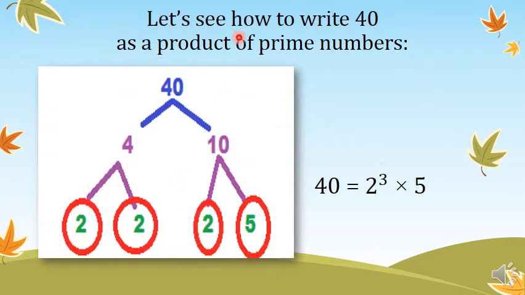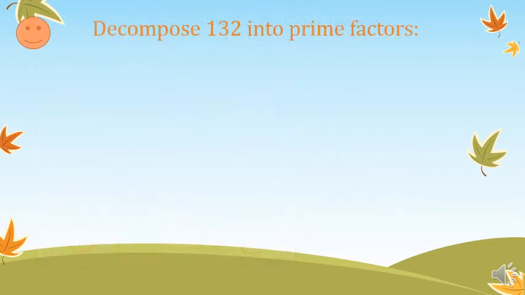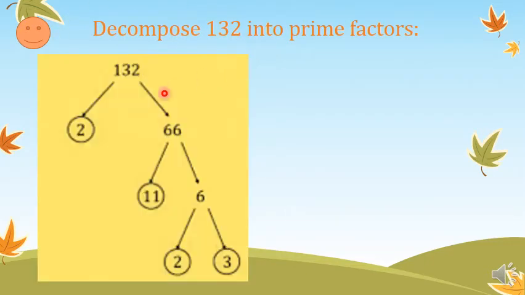Okay, let's see how to write 40 as a product of prime numbers using the tree method. It's very easy. 4 times 10, and we decompose 4, then we decompose 10 to get 2 to the power 3, that is 2 cubed, times 5. Another example, decompose 132 into prime factors using the tree method. It's 2 times 66, and we decompose 66, then we decompose the 6 to get 132 equal to 2 squared times 3 times 11.